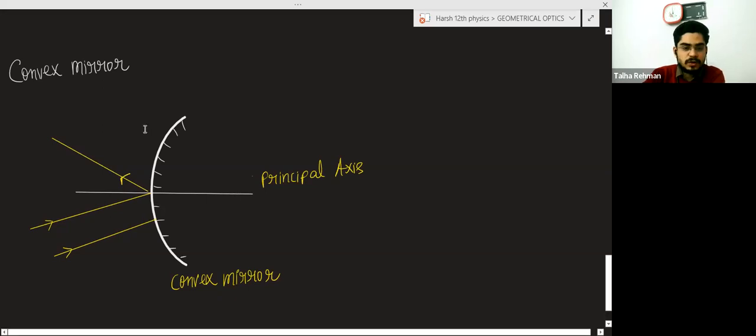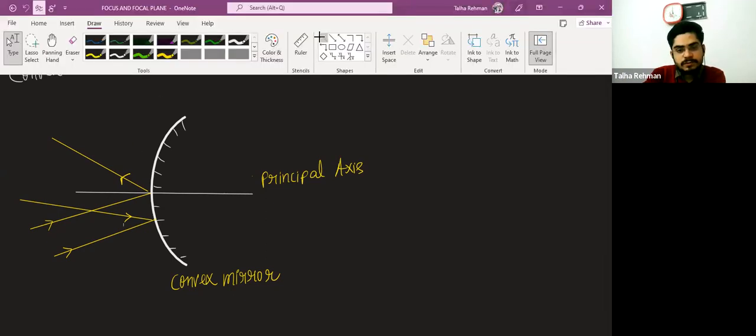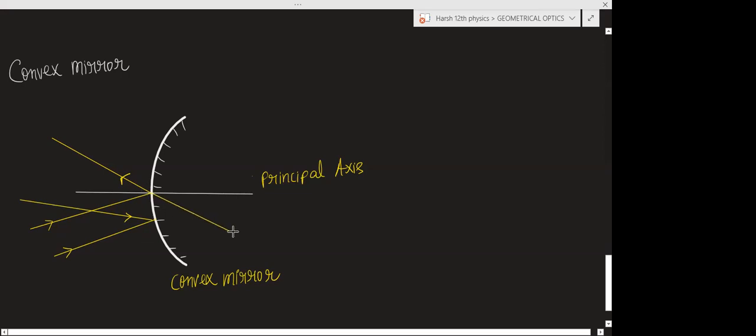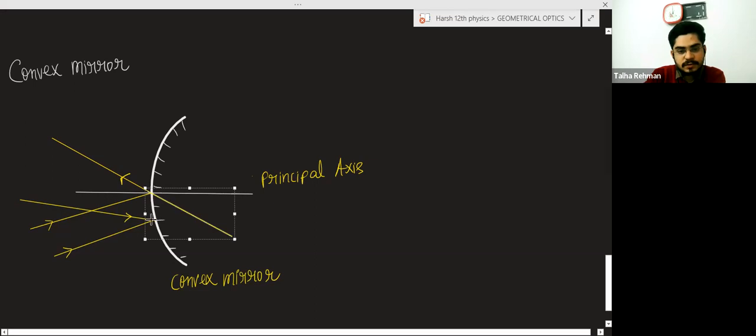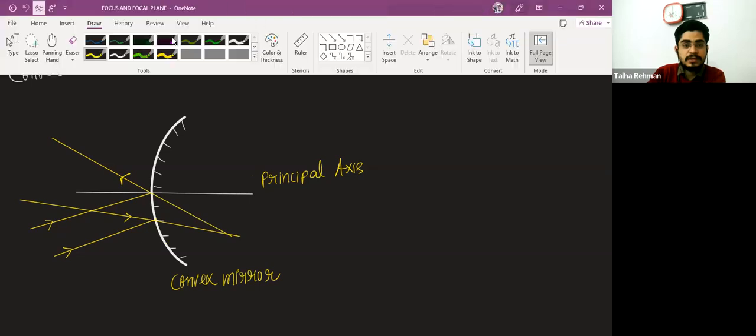And for the second incident ray, suppose this incident ray is taken, and the reflection is taking place like this. Now you can see both reflected rays are diverging in nature. These are diverging rays, and diverging rays will never meet. So a simple funda we will apply: we will produce these rays in the backward direction. Backward means inside the mirror they will meet.